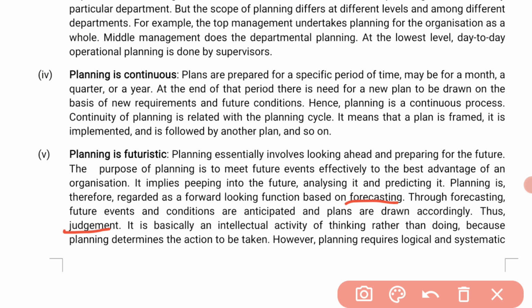It is basically an intellectual activity of thinking rather than doing. It is very important. Whatever activities are to be done, it is thinking rather than doing. Before doing anything, we have to think about it, because planning determines the action to be taken.